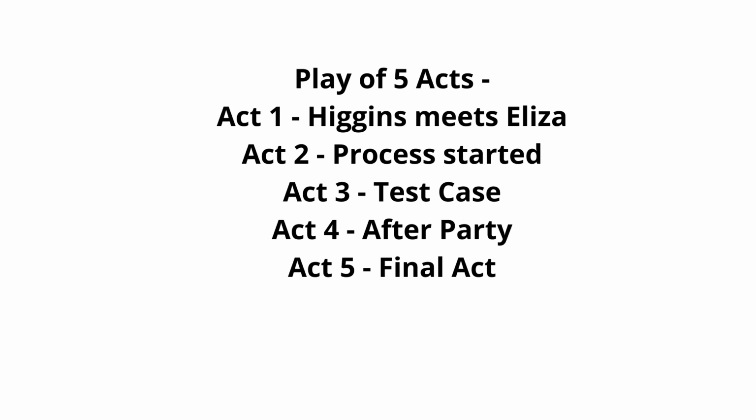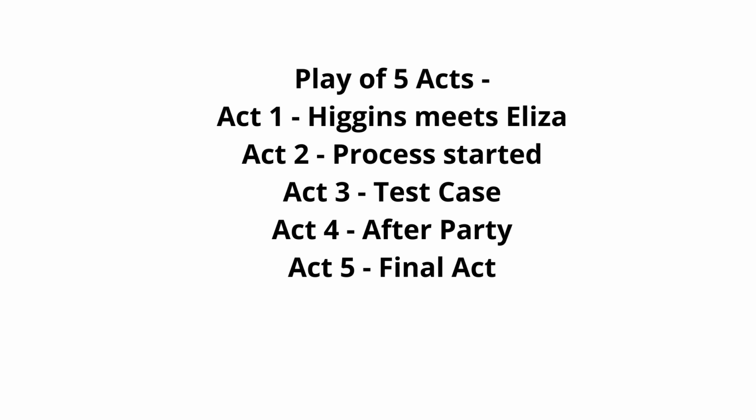The total 5 acts of the play. Act 1 is Higgins meeting Eliza. Act 2 is the process where they started converting Eliza into a posh lady and elite lady. Then Act 3 is the test case where they try to test if she can pass for a posh lady. Then Act 4 is the after party, and Act 5 is the final act where everything unfolds.